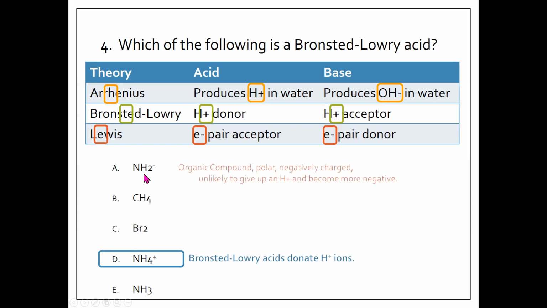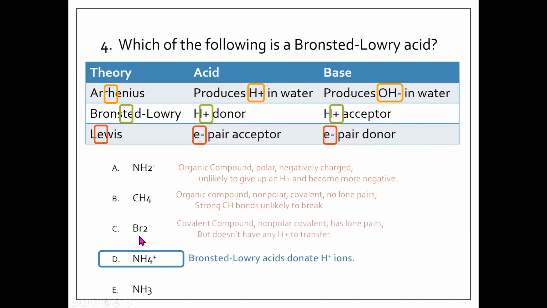So this NH2 minus is already negatively charged. It's unlikely to give up another proton and become even more negative. And with CH4, those carbon hydrogen bonds are strong bonds that are unlikely to break because it's not polar, it's totally covalent, and there's no lone pairs. The Br2 covalent compound, non-polar covalent, has lone pairs, but it doesn't have any protons to transfer.